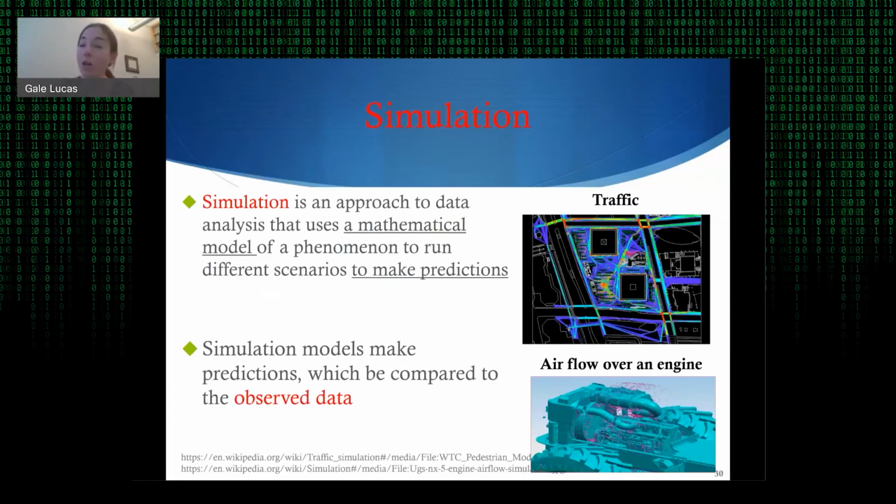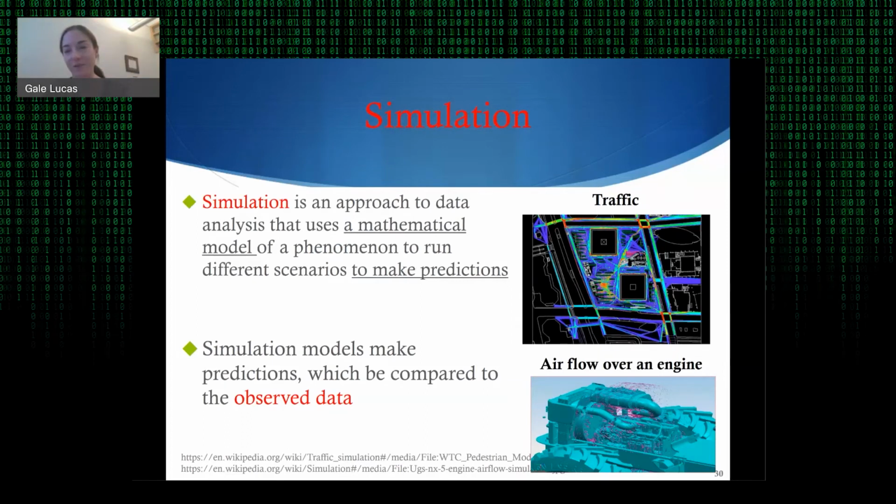Simulation is also a theory-driven approach, just like null hypothesis significance testing. But here we create a mathematical model of the phenomenon that we're trying to predict, make a prediction based on that model, and then when the thing happens in the world and we have observed data, when the event occurs, we can compare our prediction from our simulation to the observed data and say, do they match?